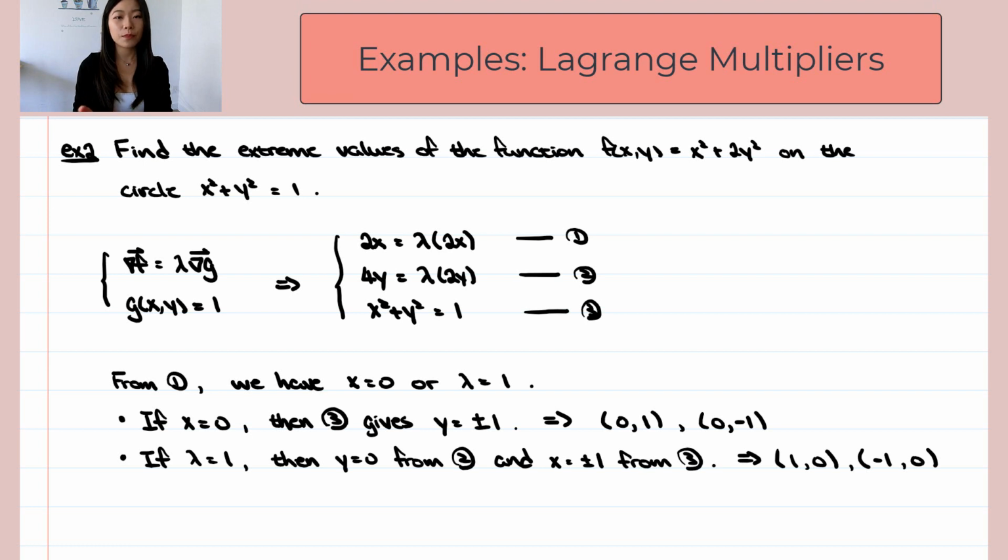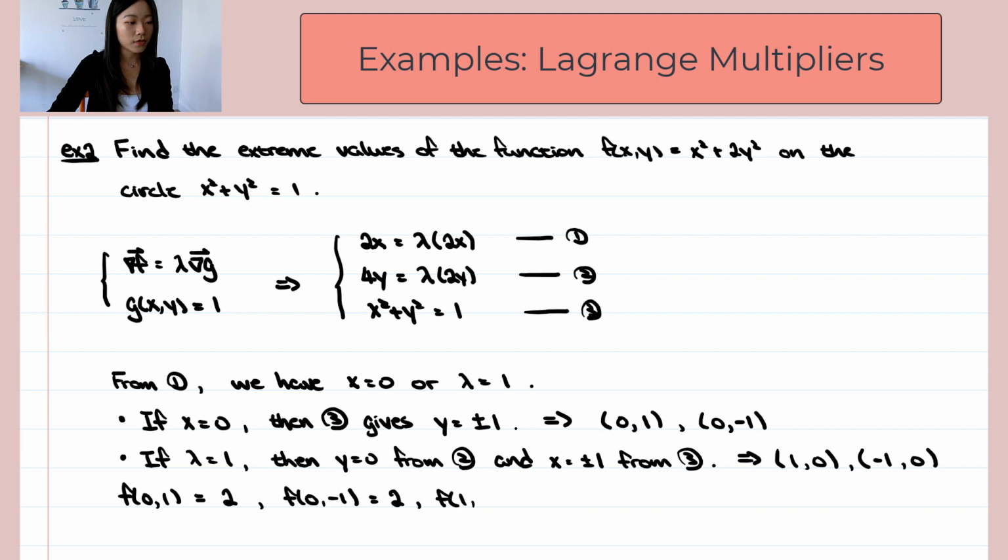Then we can substitute these 4 points back into our original function f of x and y and find the value of the function to determine which is the maximum and which is the minimum. So we have f of 0 and 1. This equals 0 squared plus 2 times y squared, that equals 2. Similarly with f of 0 and negative 1, the value at this point is also 2. Then the other 2 points, f of 1 and 0. Then the function is 1 squared plus 2 times 0 squared. So the value of f at this point is 1. And the last point, f of negative 1 and 0, we will also get positive 1 since we have the x squared in the function.